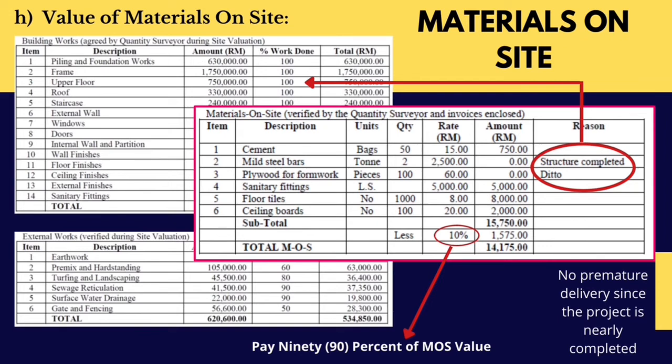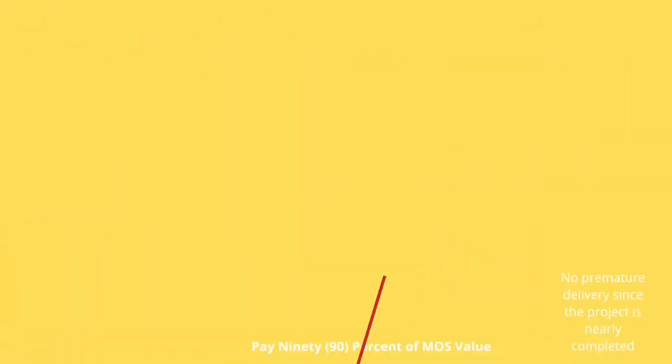After obtaining all the amounts for every material, the values will be totaled up to get the subtotal. Then, the subtotal will be minus 10% of the subtotal, as stated in the clause that we need to pay 90% of the material on-site value, to get the total of material on-site.